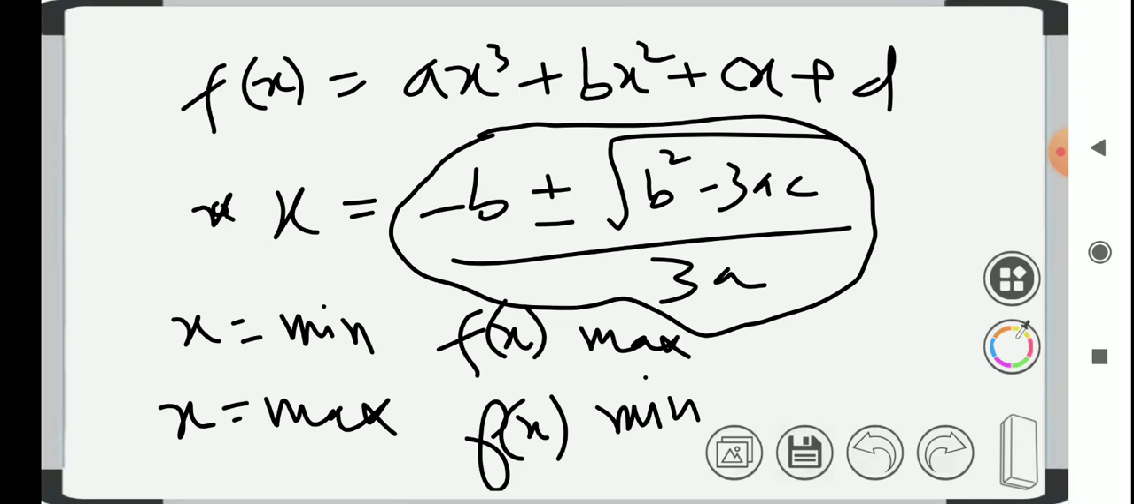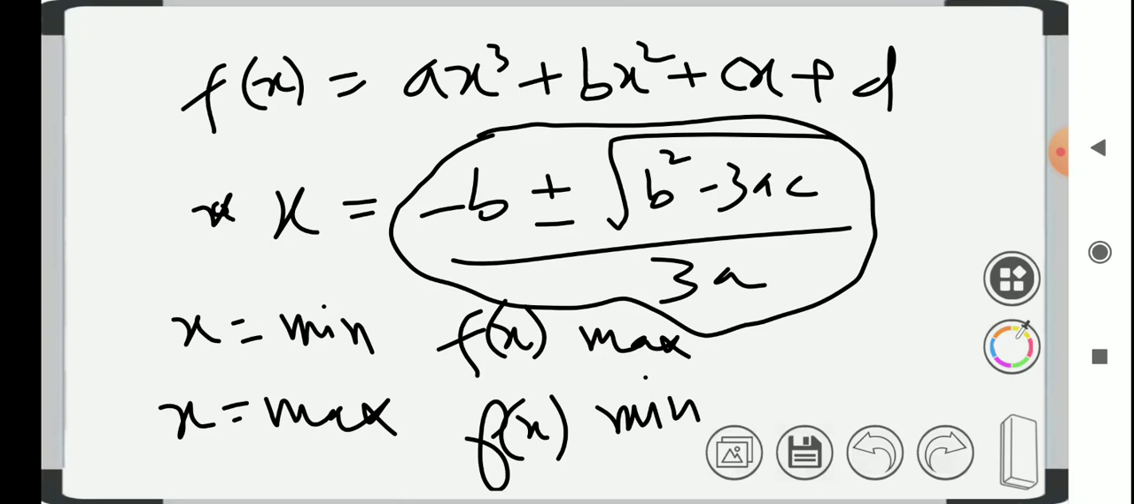Wherever you get a third degree polynomial that you have to minimize or maximize, you will use this short trick. This is also easy to remember because you have already heard or read about the quadratic formula. That is somewhat similar to this, but here you have b square minus 3 times ac, where the quadratic has 4 times ac, and upon 3a. So let us solve an example.